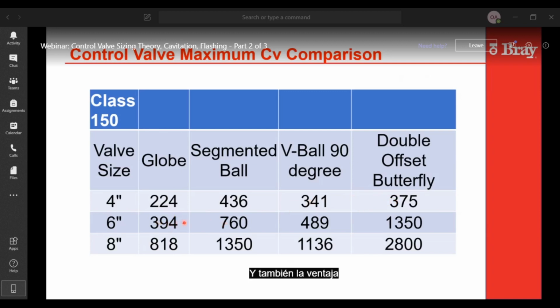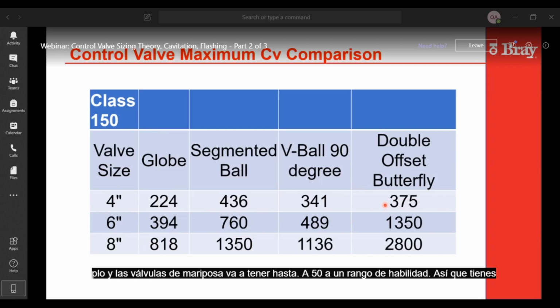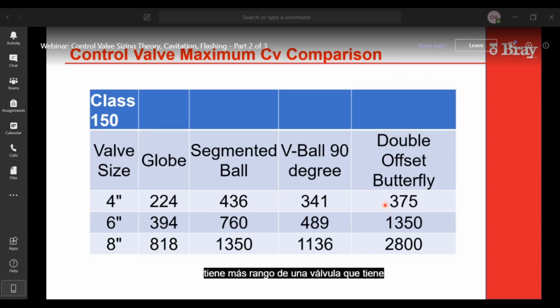And also the advantage of a butterfly may be that the rangeability is higher than the globe in the end. A lot of globe valves have 30-to-1 rangeability in the HVAC as an example, and butterfly valves can have up to 50-to-1 rangeability. So you have more range out of a valve that has more flow. And in this case, you can see that if you're using a 6-inch globe versus a 6-inch double offset butterfly valve, the valve would be way oversized and you wouldn't have any control.